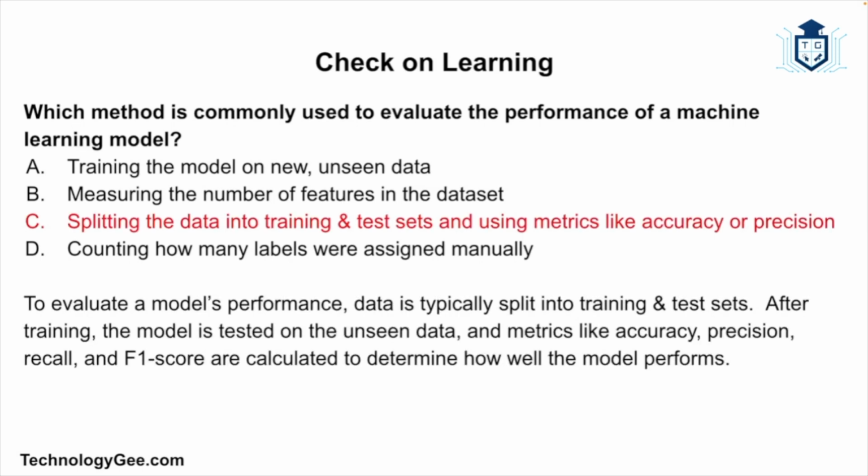And the correct answer is it is splitting the data into training and test sets and using metrics like accuracy or precision. So, to evaluate a model's performance, data is typically split into training and test sets. After training, the model is tested on the unseen data, and metrics like accuracy, precision, recall, and the F1 score are calculated to determine how well the model performs.